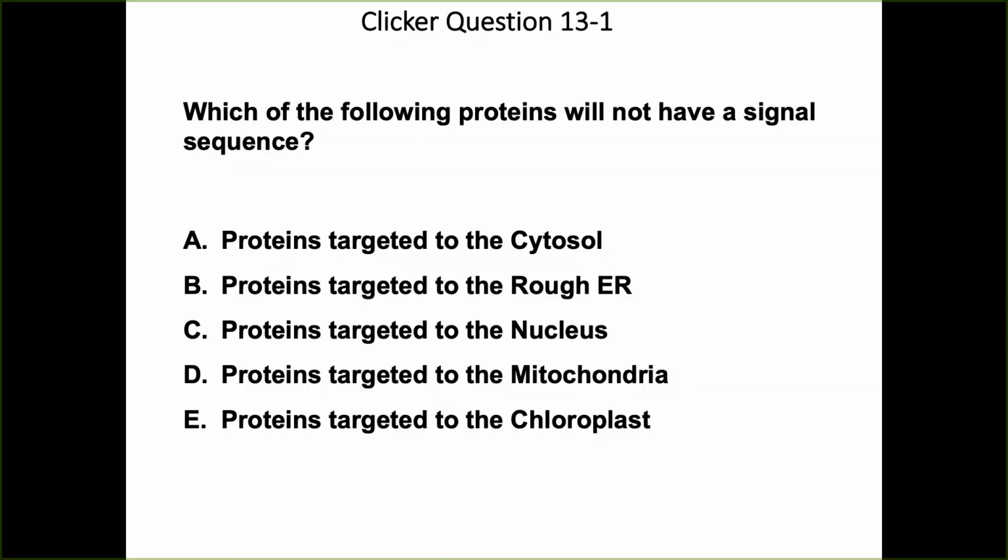So let's do the first clicker question. Which of the following proteins will not have a signal sequence? Proteins targeted to cytosol, rough ER, nucleus, mitochondria, chloroplast.